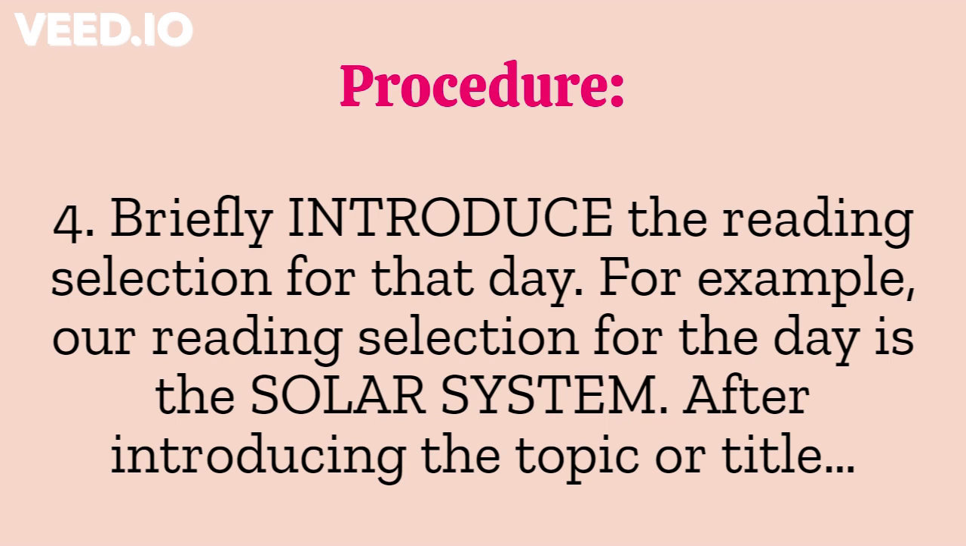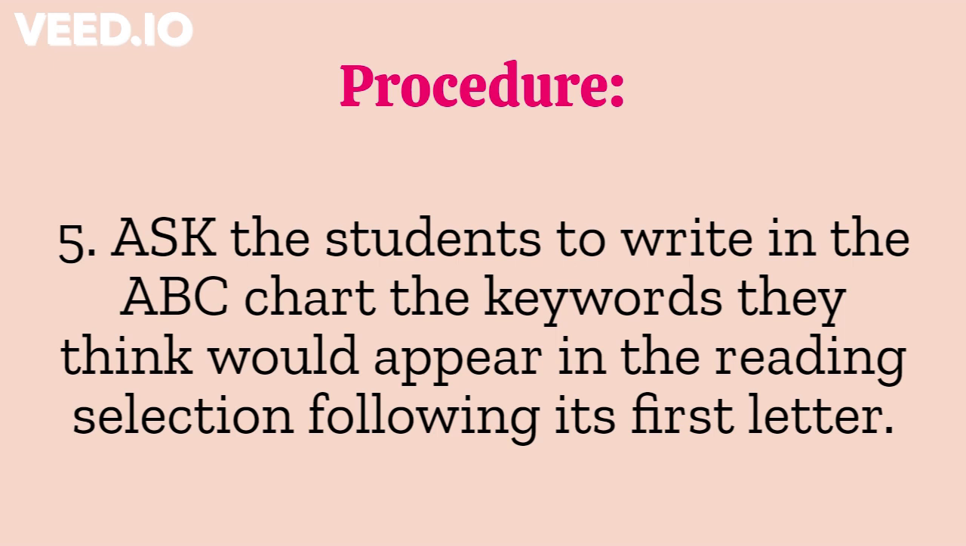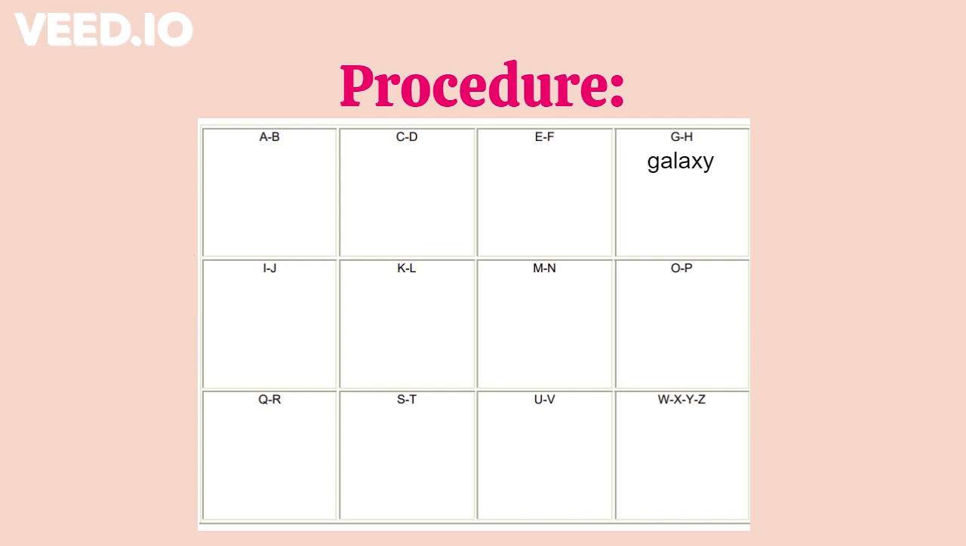For example, our reading selection for the day is the solar system. After introducing the topic or title, next is number 5. Ask the students to write in the ABC chart the keywords that they think would appear in the reading selection, following its first letter. For example, galaxy, planets, sun, moon, stars, meteor.